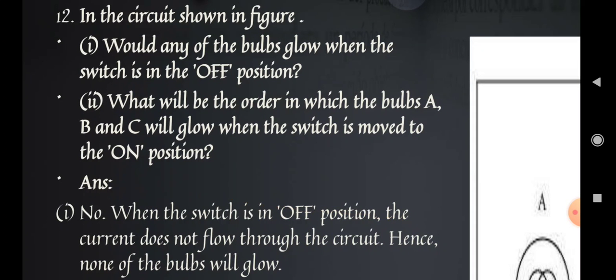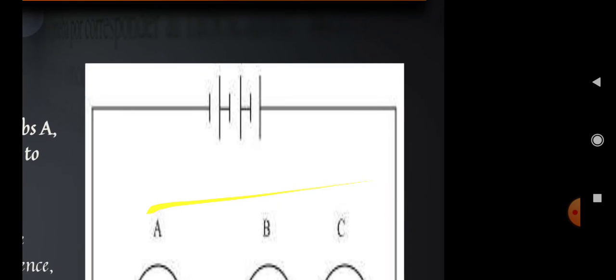Next question is, what will be the order in which the bulbs A, B and C will glow when the switch is moved to the on position?